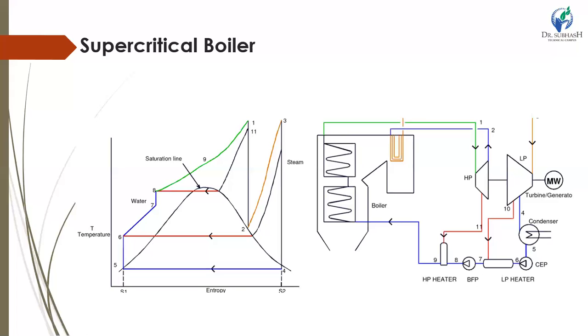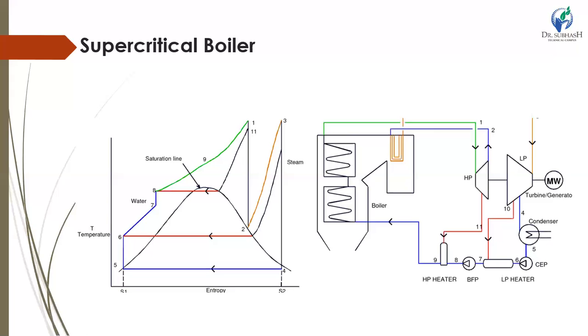Turbo generators connected to a supercritical boiler can generate peak load by changing the pressure of operation. It is more adaptable to load fluctuation because of easy operation, simplicity, and better flexibility.